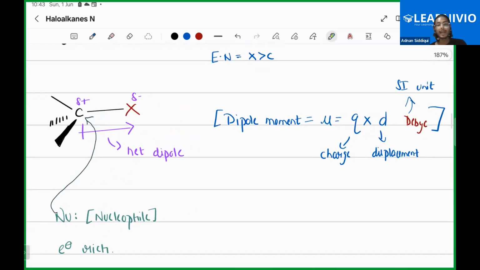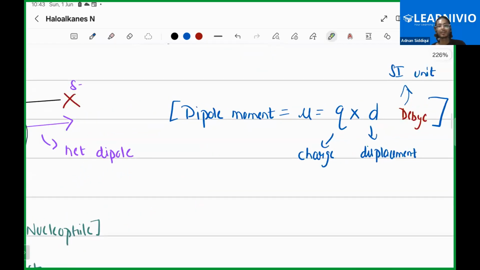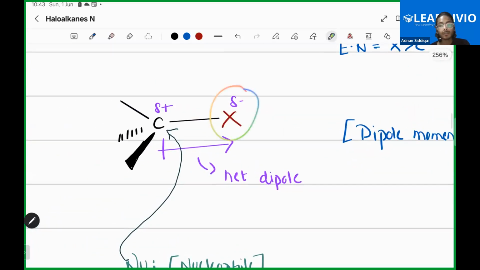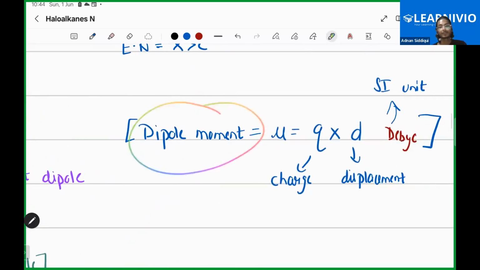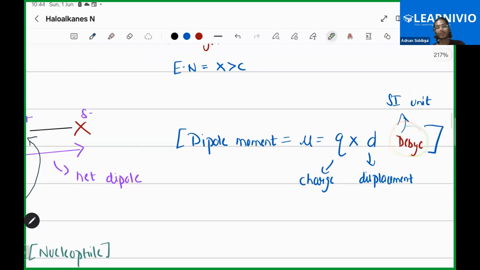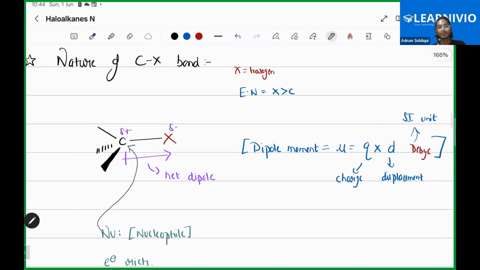Now, what is dipole moment? Dipole moment is denoted by mu, and it is nothing but charge into distance or displacement. Suppose this halogen has some negative charge, right? And it is separated by a certain distance. This is the distance. So if you multiply the charge on halogen by this distance, what you are going to get? Dipole moment, and it is measured in debye. Is this clear? What is dipole moment?